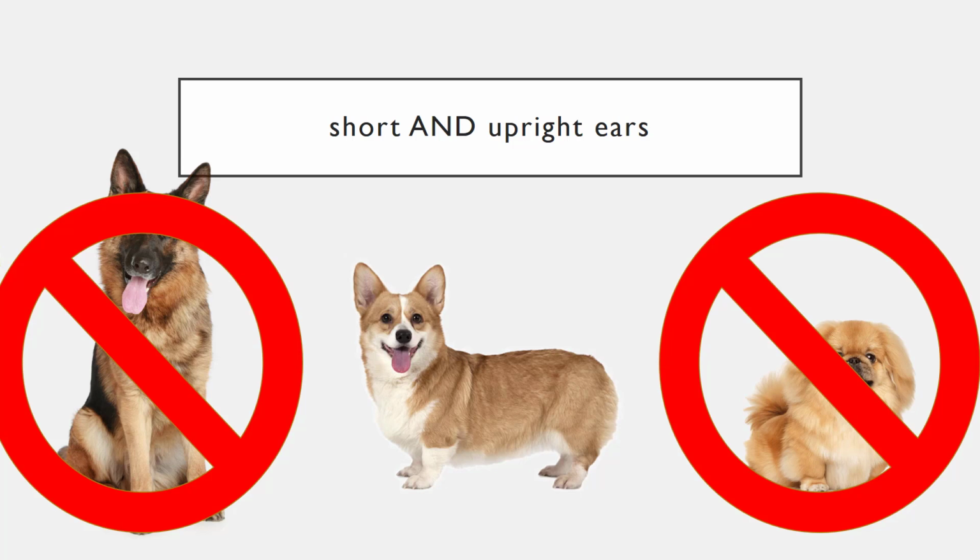The German Shepherd isn't short, so she's eliminated. The Pekingese has floppy ears, so he's eliminated. Only the Corgi is left, because they are both short and have upright ears. We're left with only 1/3 of our initial possible results because of our use of AND. It's limited our results.